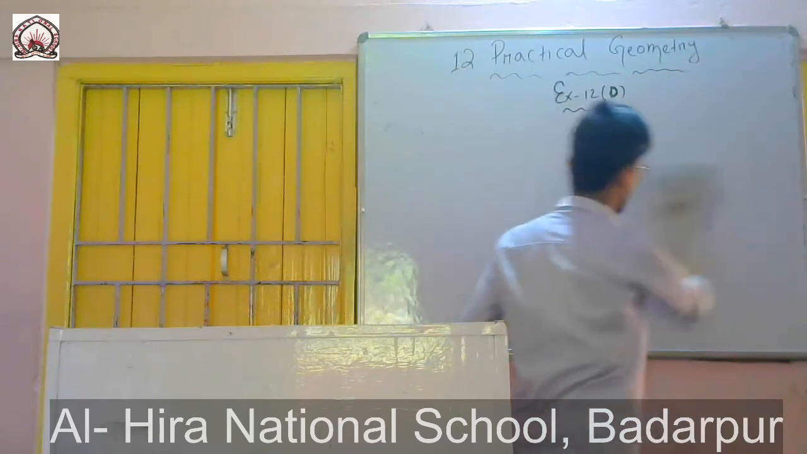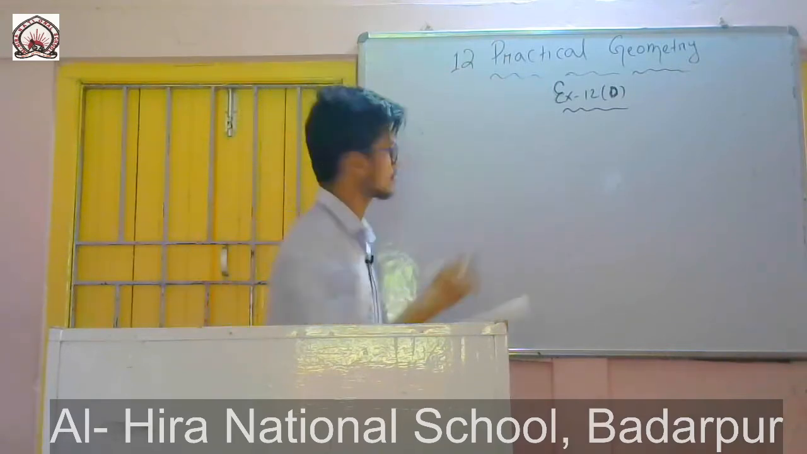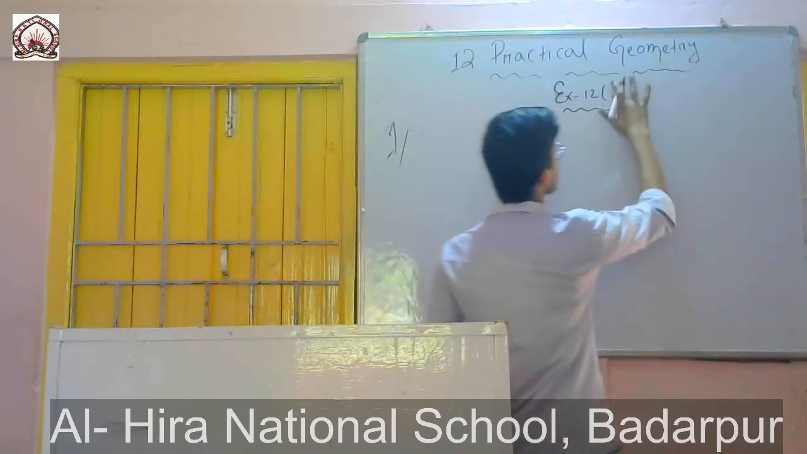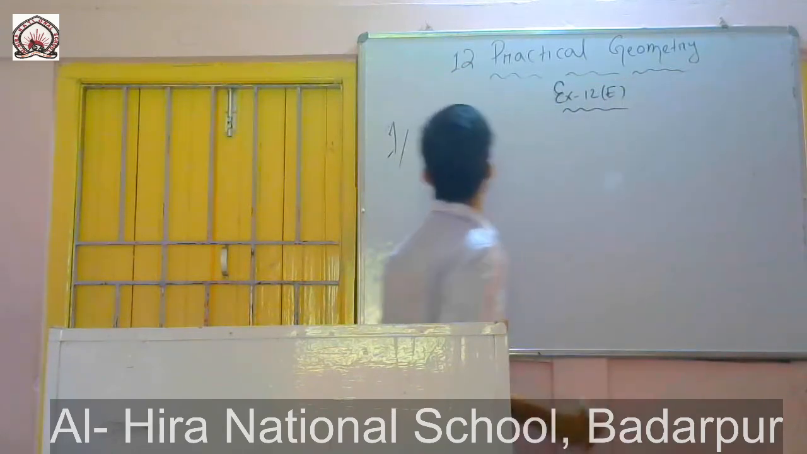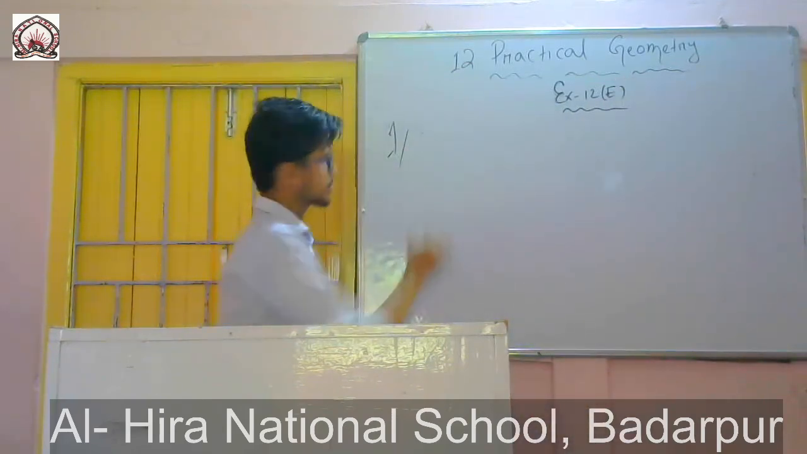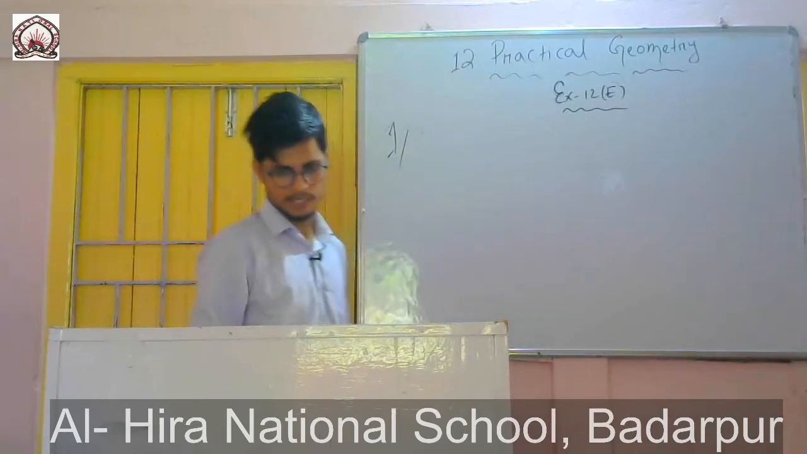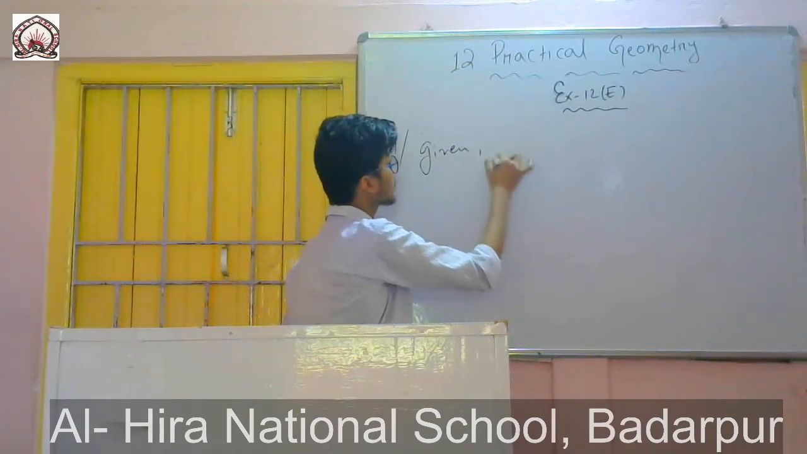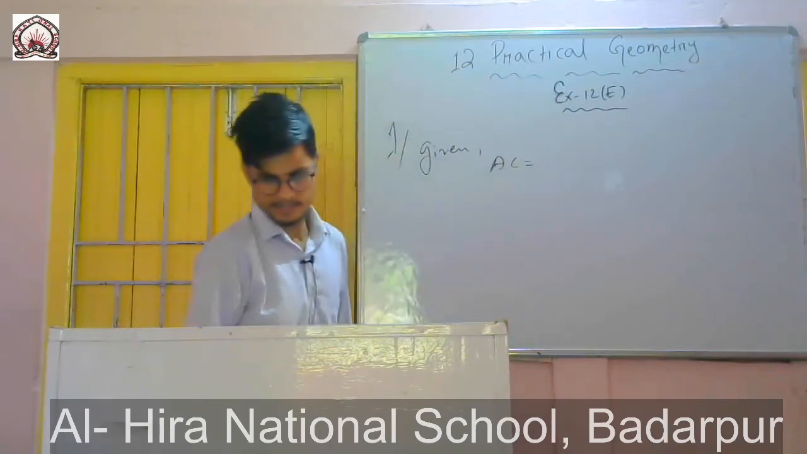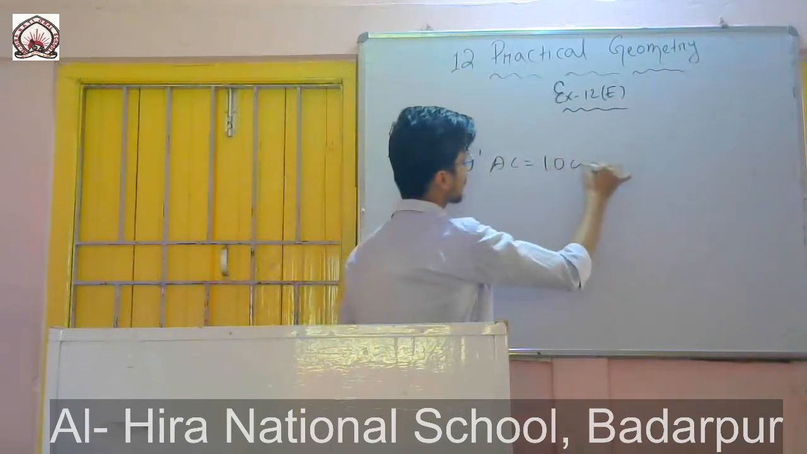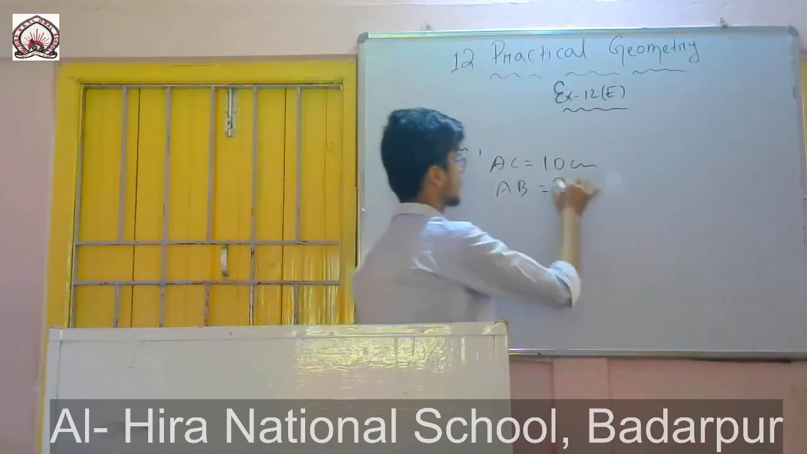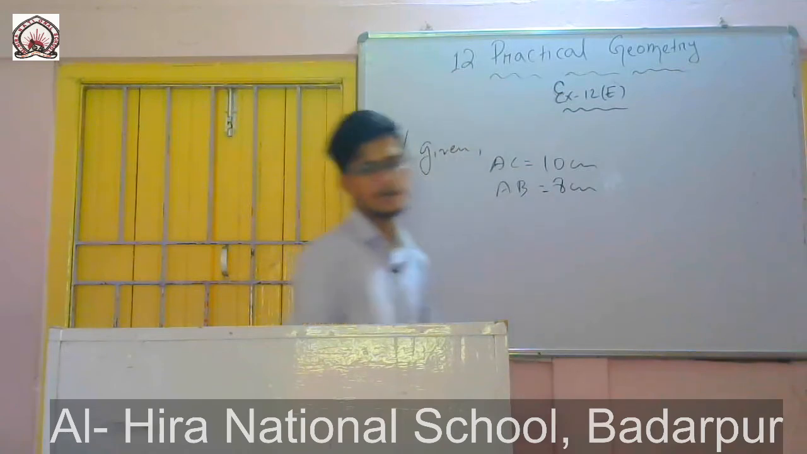So first of all I will draw the line segment AC. First of all you write the question number, it is our last exercise, 12E. Question number 1, construct a right triangle at angle B. So given, you write, AC equals 10 centimeter, AB equals 8 centimeter, and right triangle at angle B.